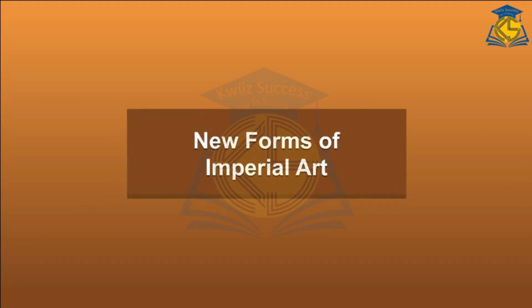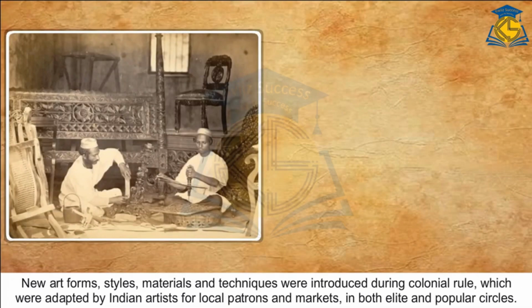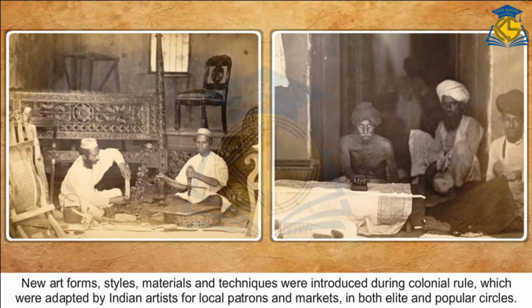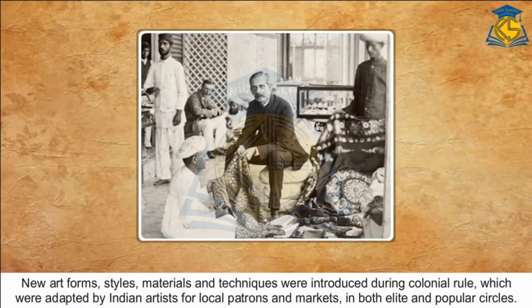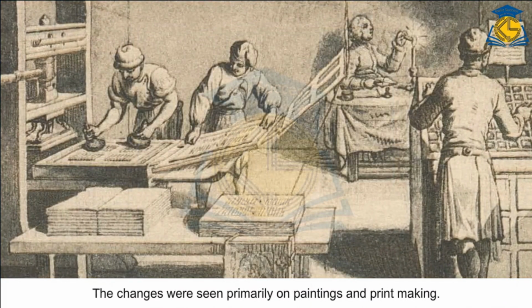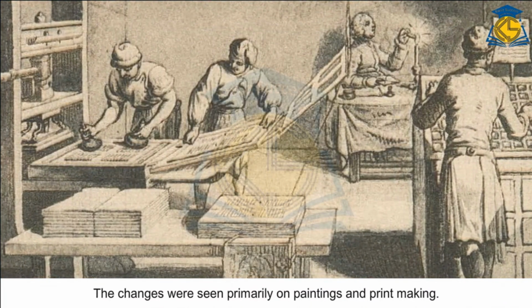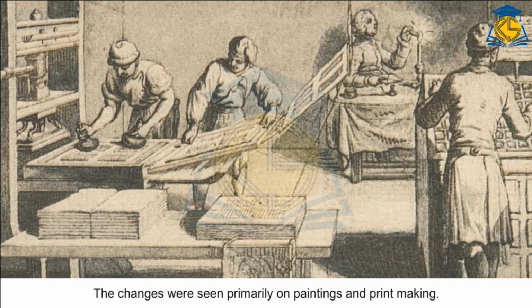New forms of imperial art. New art forms, styles, materials, and techniques were introduced during colonial rule, which were adapted by Indian artists for local patrons and markets in both elite and popular circles. The changes were seen primarily in paintings and printmaking.